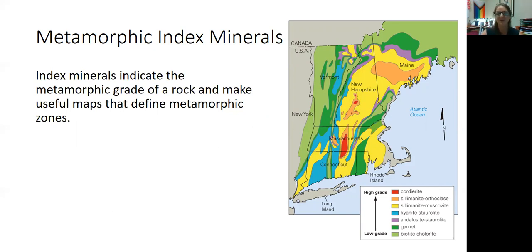Okay, so this is a map of the Northeast US, and you can see that with the colors, we can look at these index minerals and mineral assemblages to figure out where was the most intense metamorphism. Oh, it looks like it was in Massachusetts. And then as we get farther and farther out of Massachusetts, we see that the metamorphism decreased because the minerals there tell us that metamorphism was low grade.